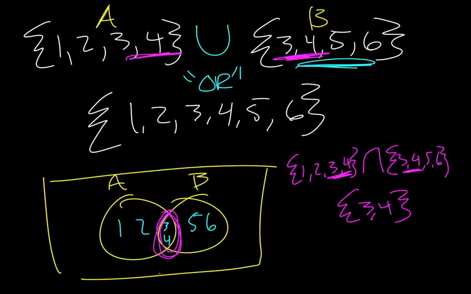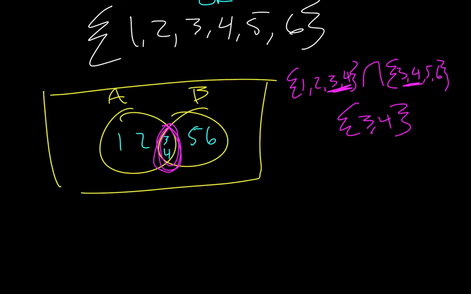So just a couple things to keep in mind. For something to be a set, it needs to be in curly brackets. So if we have 1, 2, 3, 4, just written like that, that is not a set. But if we put the curly brackets around it, then it's considered a set.